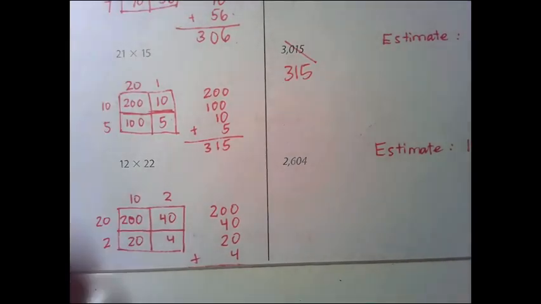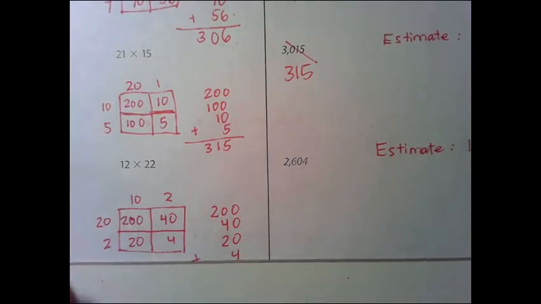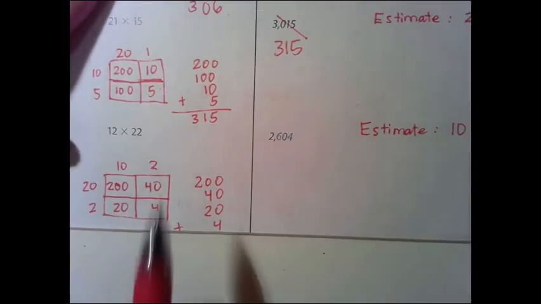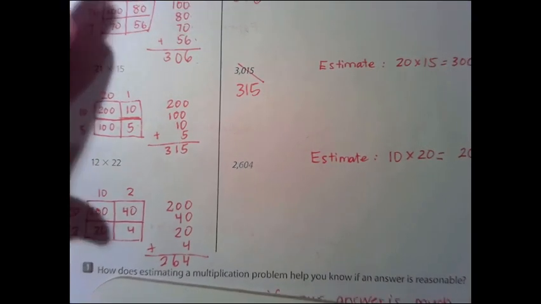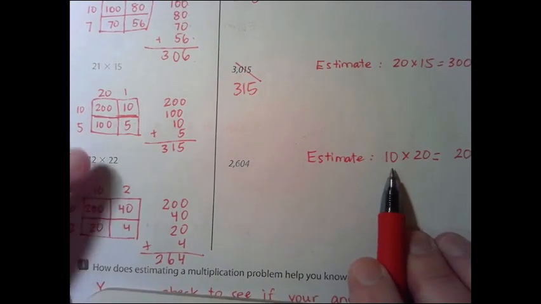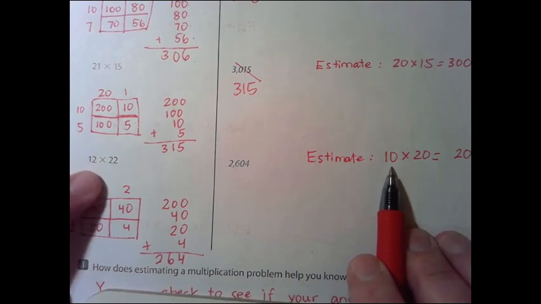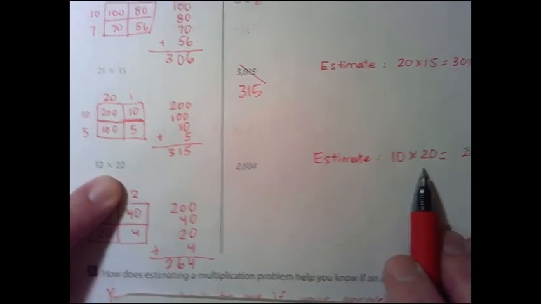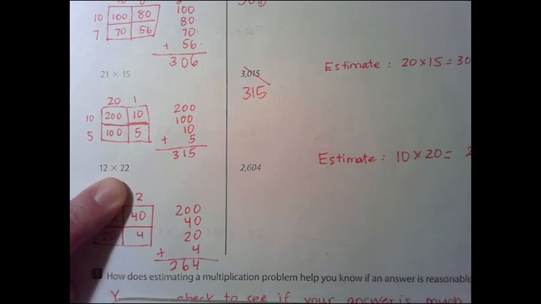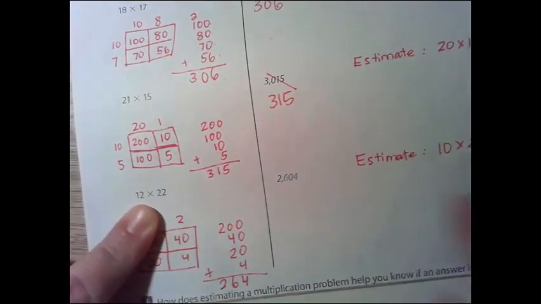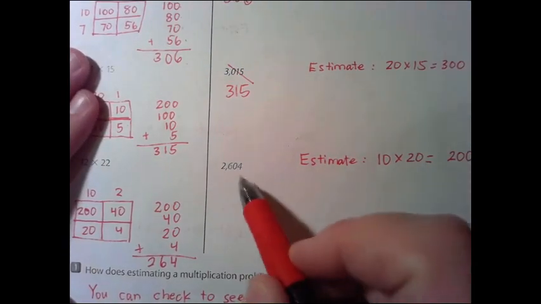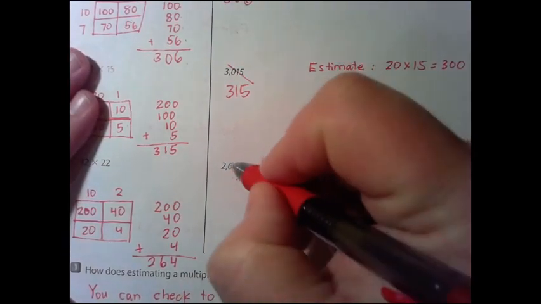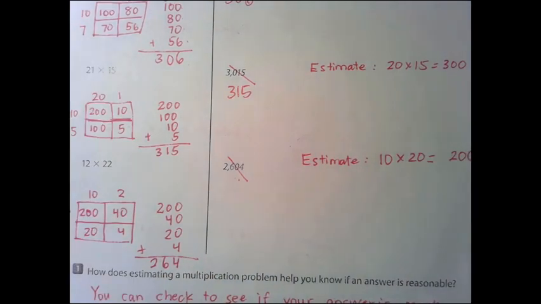Last one here. So again, the problem was 12 times 22. So what I did is I did an estimate. I took 12 and I made it 10. And I took 22 and I made it 20. So 10 times 20 is 200. Not anywhere close to what they got. So we got to do that out.